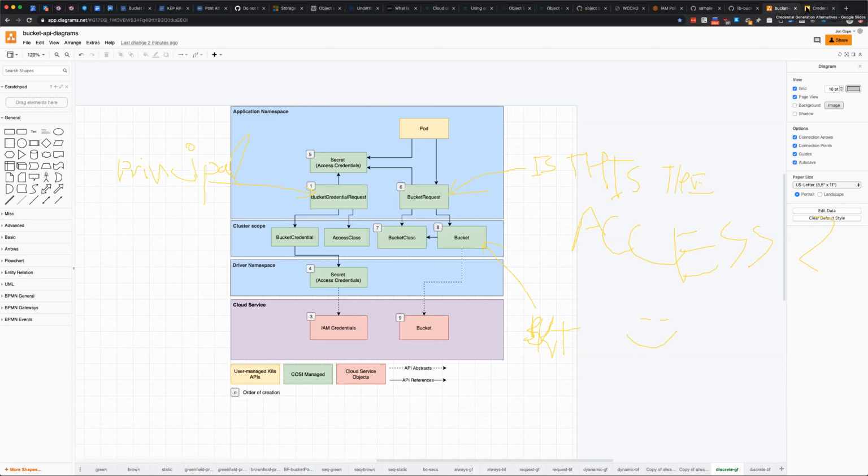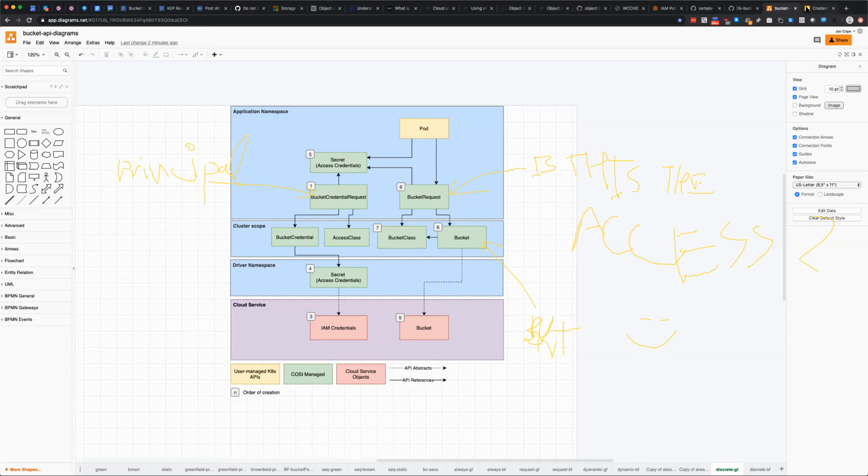And another complication of that is, should administrators be the sole proprietors for defining the access, or should users be able to request a set of access policies, right? Like I would like write access to that bucket, and I would like read access to that bucket.